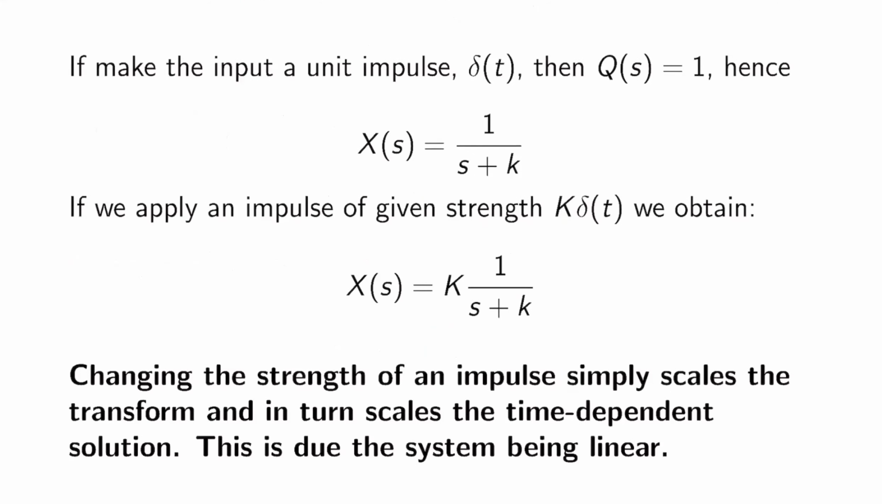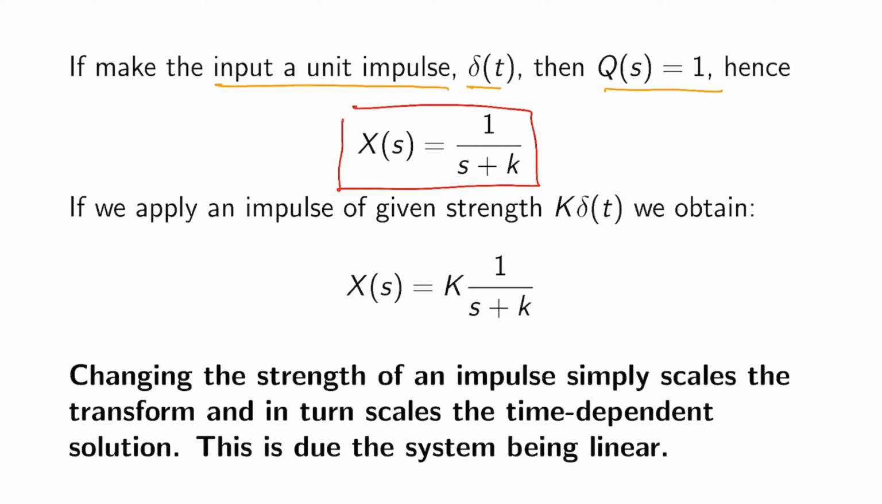Now, if I were to state what the input is, maybe we make the input an impulse, a unit impulse, delta(t), then of course Q of s is 1, right? So remember that the transform of a unit impulse is 1, so basically the Q of s just disappears. We end up with this, okay, right? So this is the unit impulse response for the system.